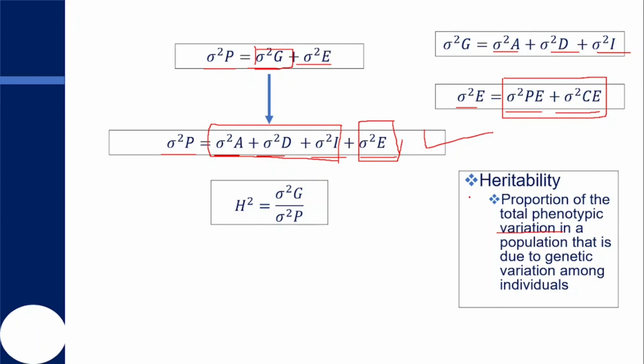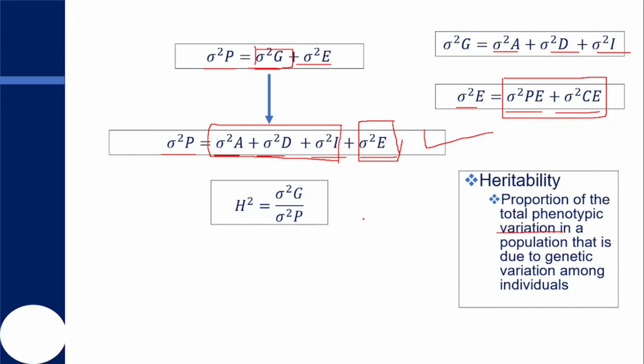So heritability tells us how much of the total phenotypic variation in a population is due to genetic differences among the individuals of that population for a particular trait, and it is a proportion or a ratio. The formula of broad sense heritability is h square is equal to sigma square G divided by sigma square P. Actually, heritability has two types. One is broad sense heritability and the other one is narrow sense heritability.